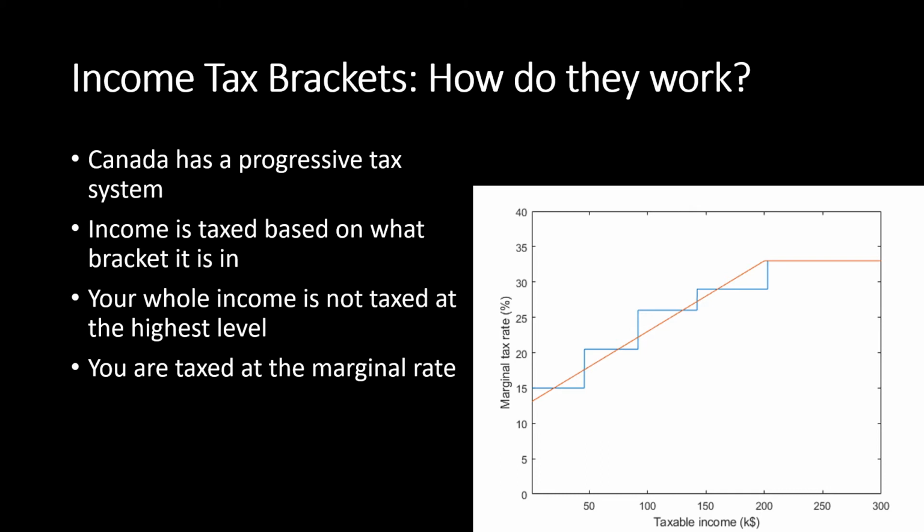This graph shows the step process of marginal tax rates. Each portion of income is only taxed based on the step, or marginal rate, it is on, represented here as the blue line. The percentages shown in this graph are only for the federal portion of income tax. Provincial taxes will have to be added onto this as well, but they function in a similar way.